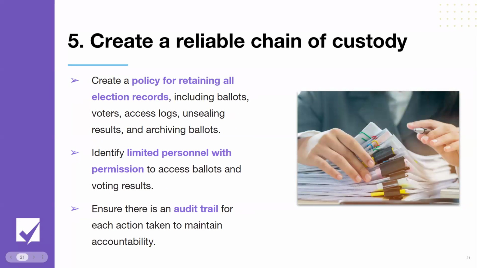And create a reliable chain of custody. So after the election, maintain a clear chain of custody for all records, from ballots to final results. Develop specific retention policies that detail how everything is stored and for how long. Limit access to these records. Only designated team members should handle election materials and oversee the process from start to finish.